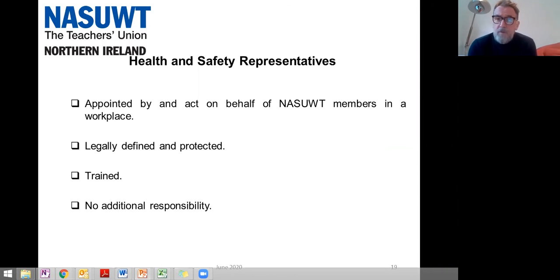But what we're trying to do, again, with the 74 Act is about enabling, working together, creating that culture where it's supportive. Although health and safety representatives do have extra powers, there is no additional responsibility. And I think that's really important. You're not legally responsible in that school as a rep. That goes back to the responsibility of the employer.